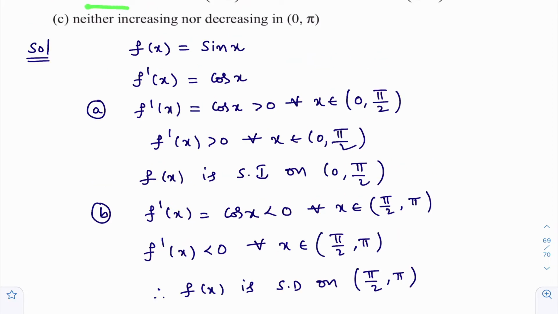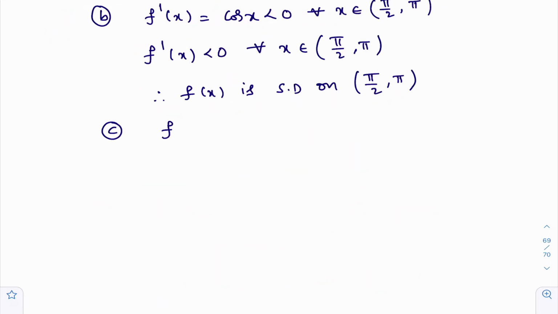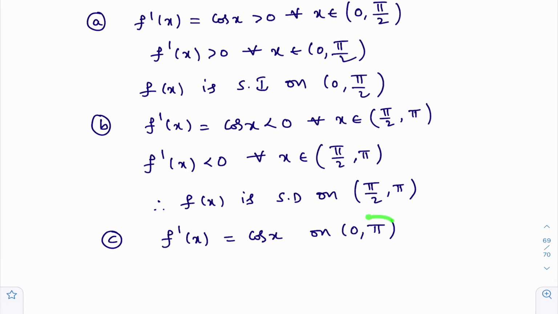Now you observe the third bit. What they are asking? This is f of x is neither increasing nor decreasing on open interval 0, pi. f dash of x is what? f dash of x is cos x. See here, in this 0, pi, first quadrant as well as second quadrant is there. In this interval from 0 to pi by 2, cos x is greater than 0. From pi by 2 to pi, cos x is less than 0.